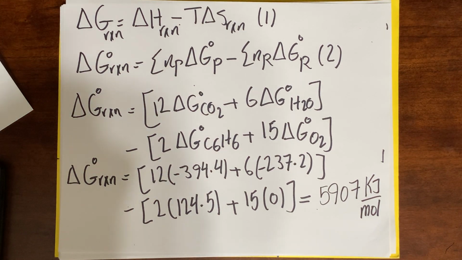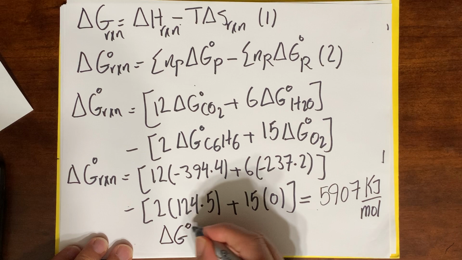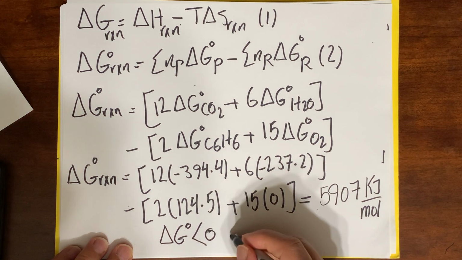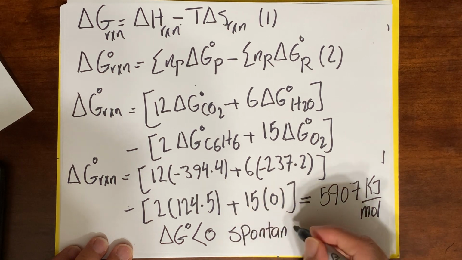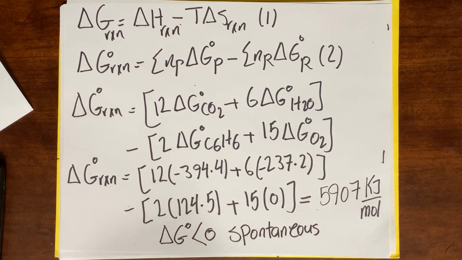So I showed you how to use delta G in two methods. Delta G at the end is negative, so because it's negative, the reaction will be spontaneous.